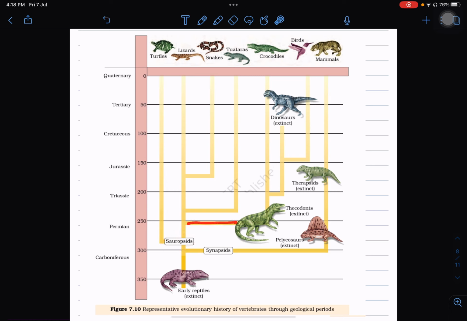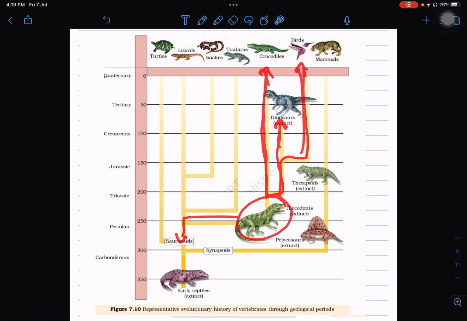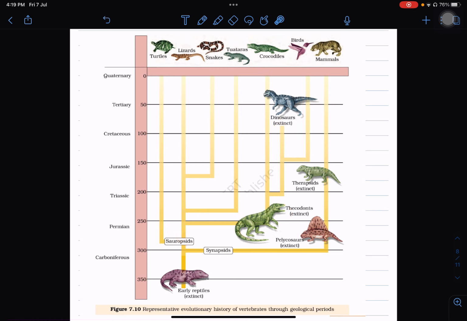And from the Sauropsida, another intermediate form, the Thecodont, evolved. And these Thecodonts are the ancestors of crocodiles. They are the ancestors of dinosaurs, and they are the ancestors of birds too. So Thecodonts are the ancestors of crocodiles, dinosaurs, and birds, and Thecodonts evolved from Sauropsida. Okay, right. So that is the story of Sauropsida and its evolution.